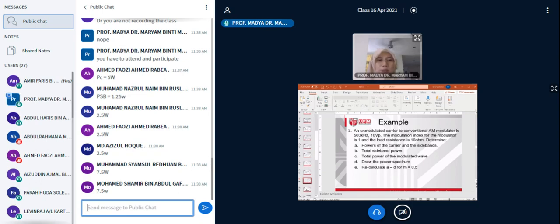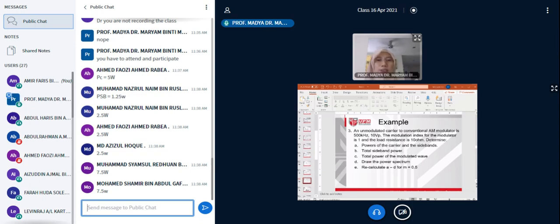So the total modulated wave is all the waves, yeah, the carrier and also both sidebands. So the sidebands are 2.5, plus the 5 watt. So it's a total of 7.5 watt. Okay, very good. All right. So again, the power spectrum.